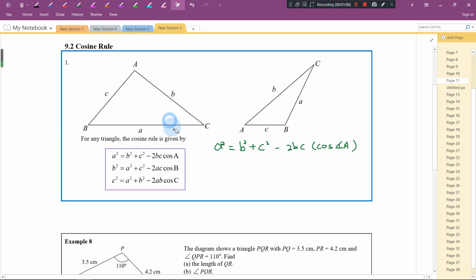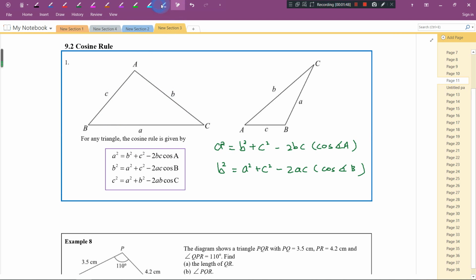Okay, let's try the second one. If you can remember this one, then it's very easy for you to come up with the second one and third one. Now, if you want to find B, go to the opposite vertex here. Make a mark like this. B square is equal to A square plus C square minus 2AC, be careful, no square here, times the cosine of angle B. You can do exactly the same thing for C.